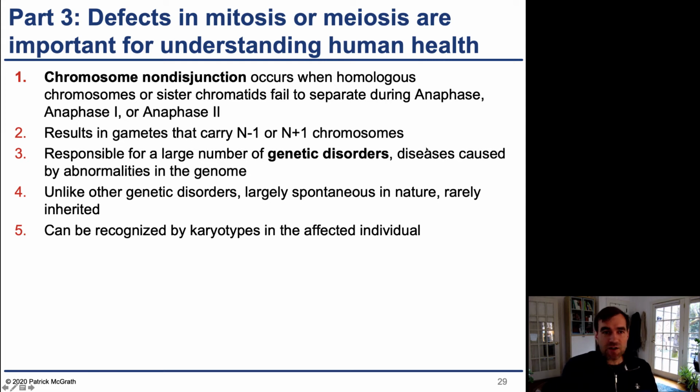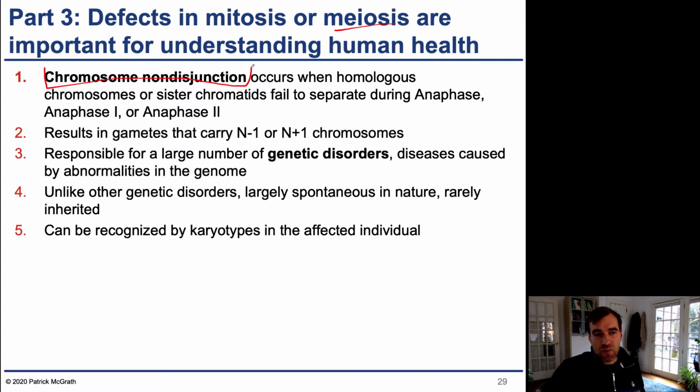All right, the final part of this chapter is to talk a little bit about what happens when defects of mitosis or of meiosis occur. Actually, mainly meiosis is what we're going to cover. So, what happens when meiosis goes wrong? The most common form of meiosis going wrong is called chromosome nondisjunction.